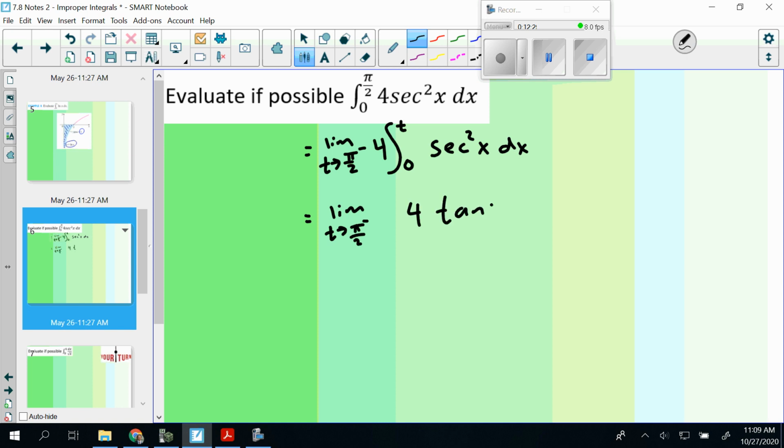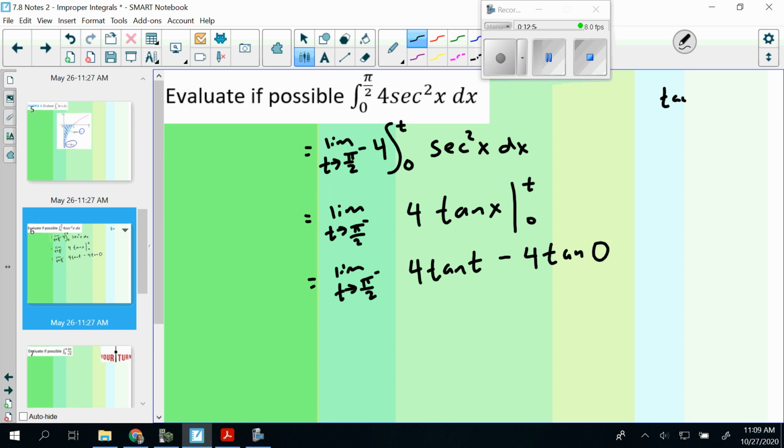So we get tangent x. We want to evaluate it at t and 0. So now our limit would be 4 tangent t minus 4 tangent of 0. If you're going to evaluate tangent 0, remember tangent is equal to sine over cosine. So what is sine of 0 divided by cosine of 0? Well, sine of 0 is 0. Cosine of 0 is 1. So this part is just going to evaluate to 0.